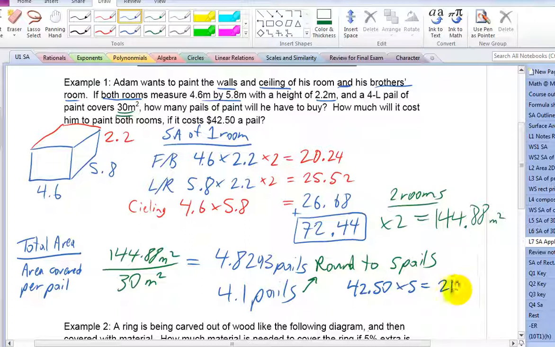So, why would you lose marks for writing that down? Mia? Well, this is dollars now, right? Because we're taking $42.50 times 5 for each pail.